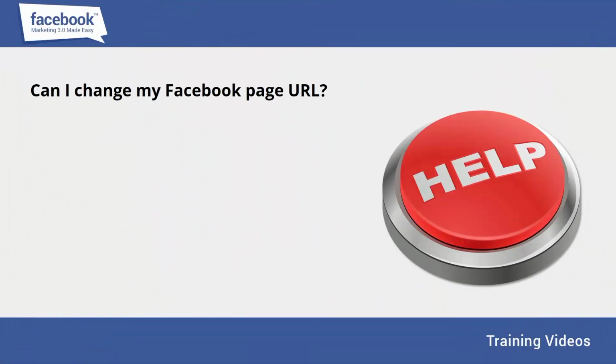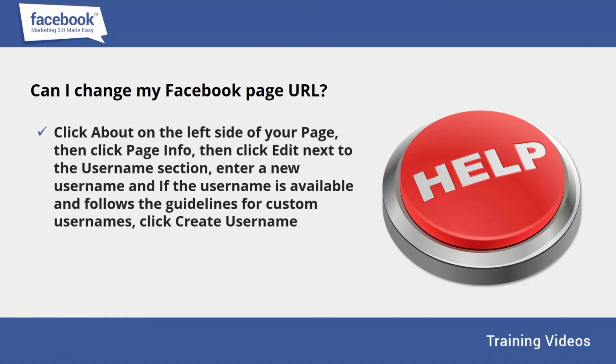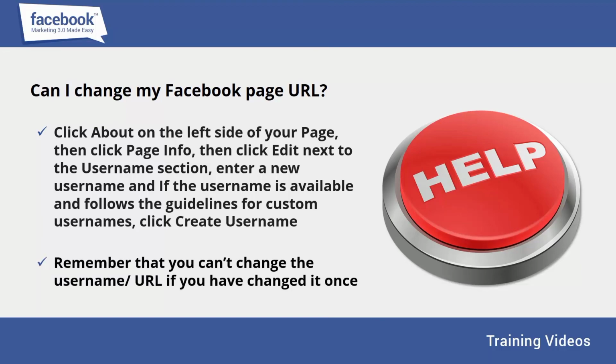Can I change my Facebook page URL? Click About on the left side of your page, then click Page Info, then click Edit next to the username section. Enter a username, and if the username is available and follows the guidelines for custom usernames, click Create Username. Remember that you can't change the username or URL if you have changed it once.